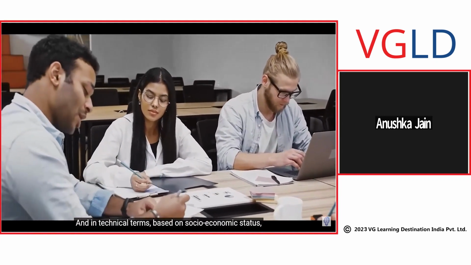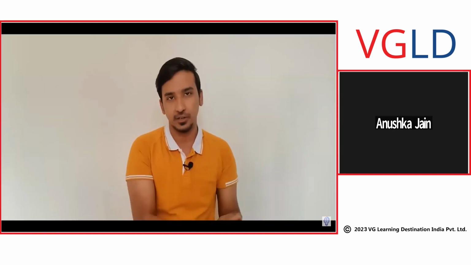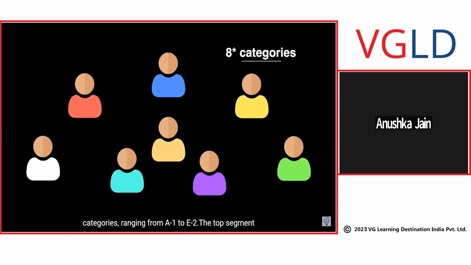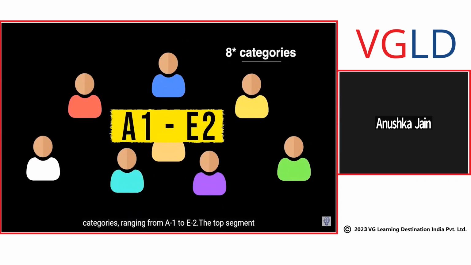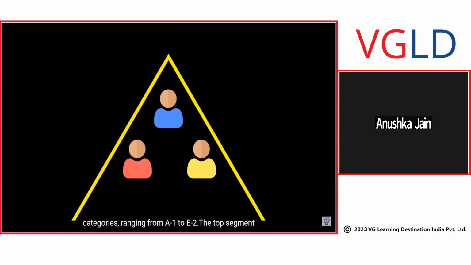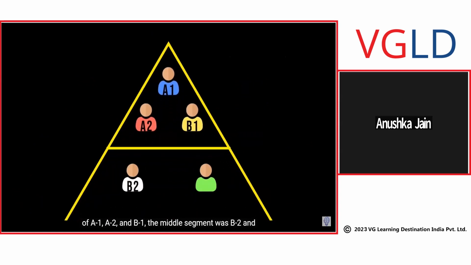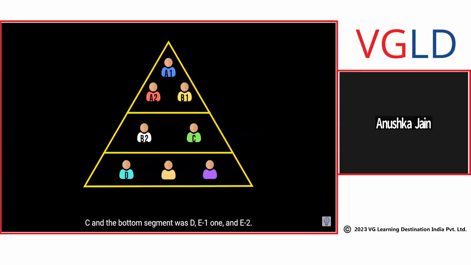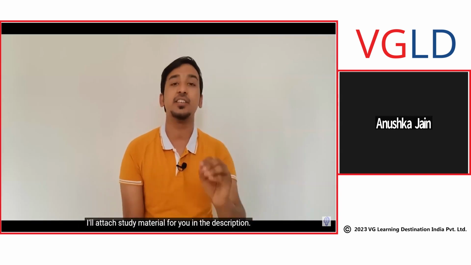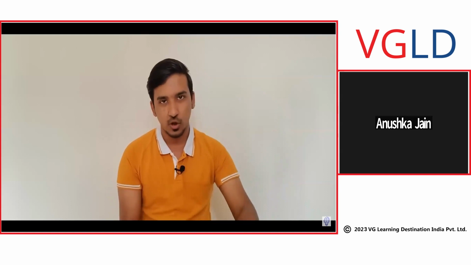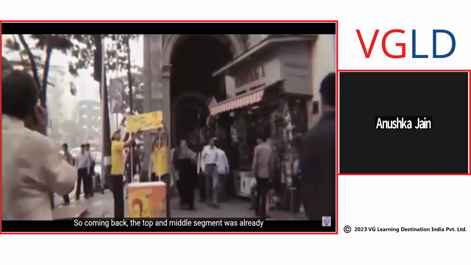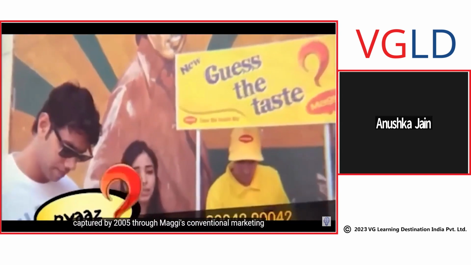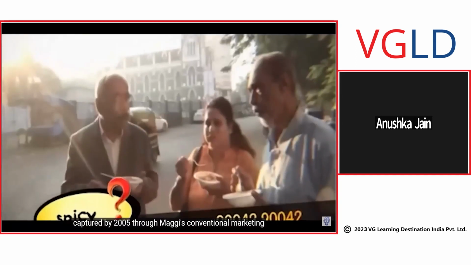And in technical terms, based on socio-economic status, the Indian audience could be categorized into 7 categories ranging from A1 to E2. The top segment consisted of SEC classes, as in socio-economic classes of A1, A2 and B1. The middle segment was B2 and C, and the bottom segment was D, E1 and E2. For those who do not understand these terminologies, I'll attach a study material for you in the description. So coming back, the top and middle segment was already captured by 2005 through Maggi's conventional marketing efforts.